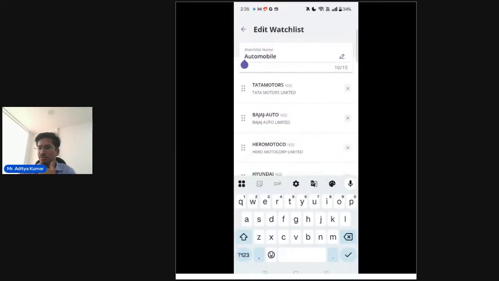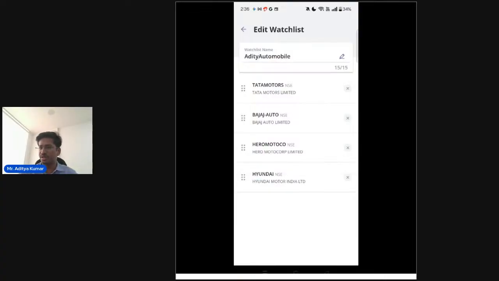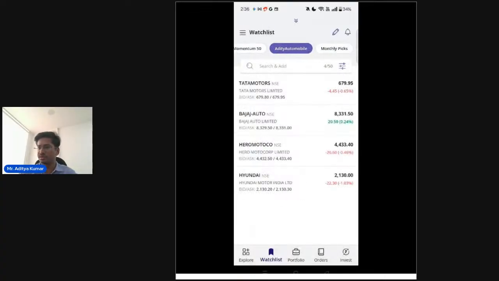So like the automobile, I can just name my watch list Aditya Automobile. So this is the watchlist that I created. I can rename it to anything. So if you look, you can see the Aditya Automobile watchlist has been created, and these are the stocks that I've recently added.